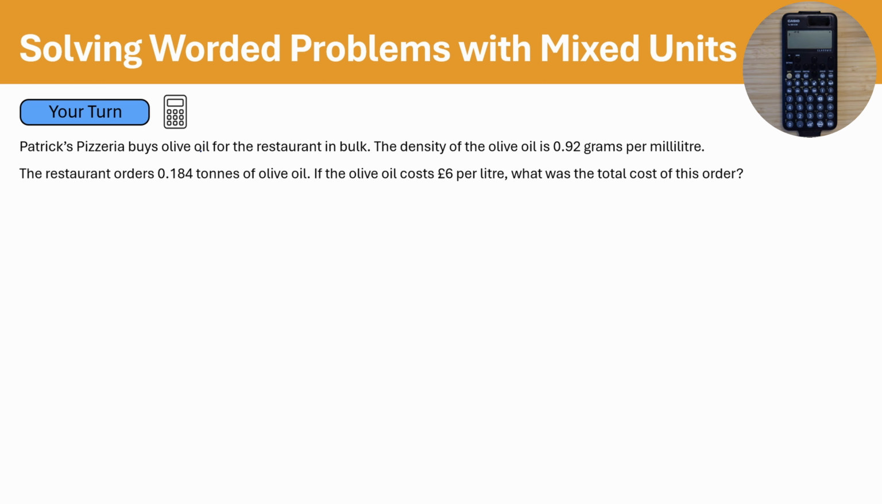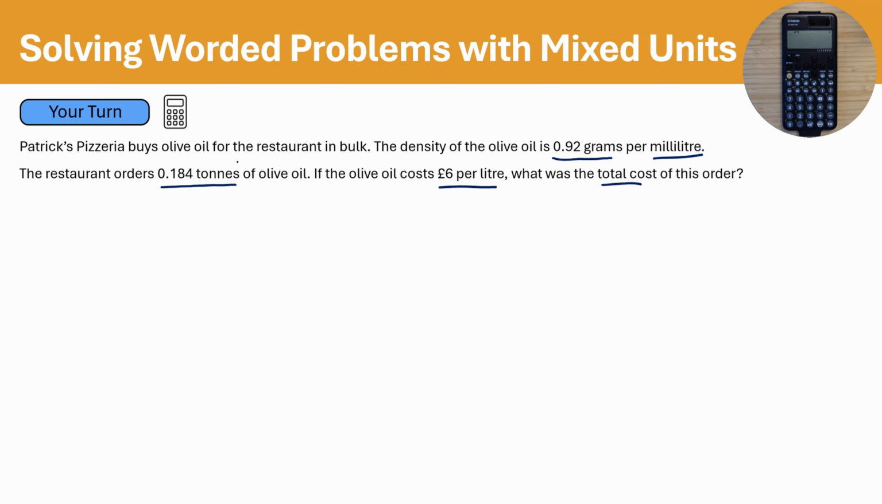Patrick's Pizzeria buys olive oil for the restaurant in bulk. The density of the olive oil is 0.92 grams per milliliter. The restaurant orders 0.184 tons of olive oil. That's a lot of olive oil. If the olive oil costs £6 per litre, what is the total cost of the order?